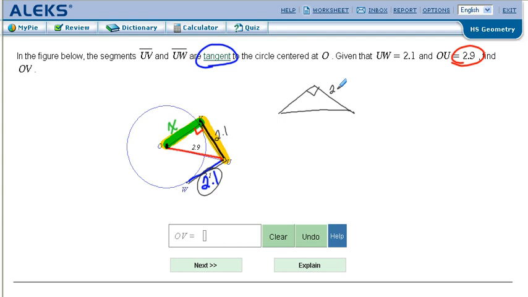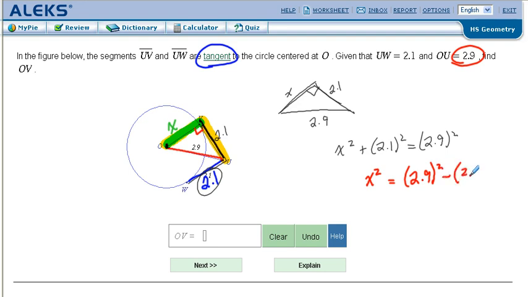So now we see that this is 2.1, this is 2.9, this is our X, and we have a right triangle here. So we can go leg squared plus leg squared equals hypotenuse squared, which in this case is X squared plus 2.1 squared equals 2.9 squared. To solve for X here, we're going to subtract 2.1 squared. So I'm going to end up with X squared equals 2.9 squared minus 2.1 squared. And then to finish this off, I would have to square root both sides.